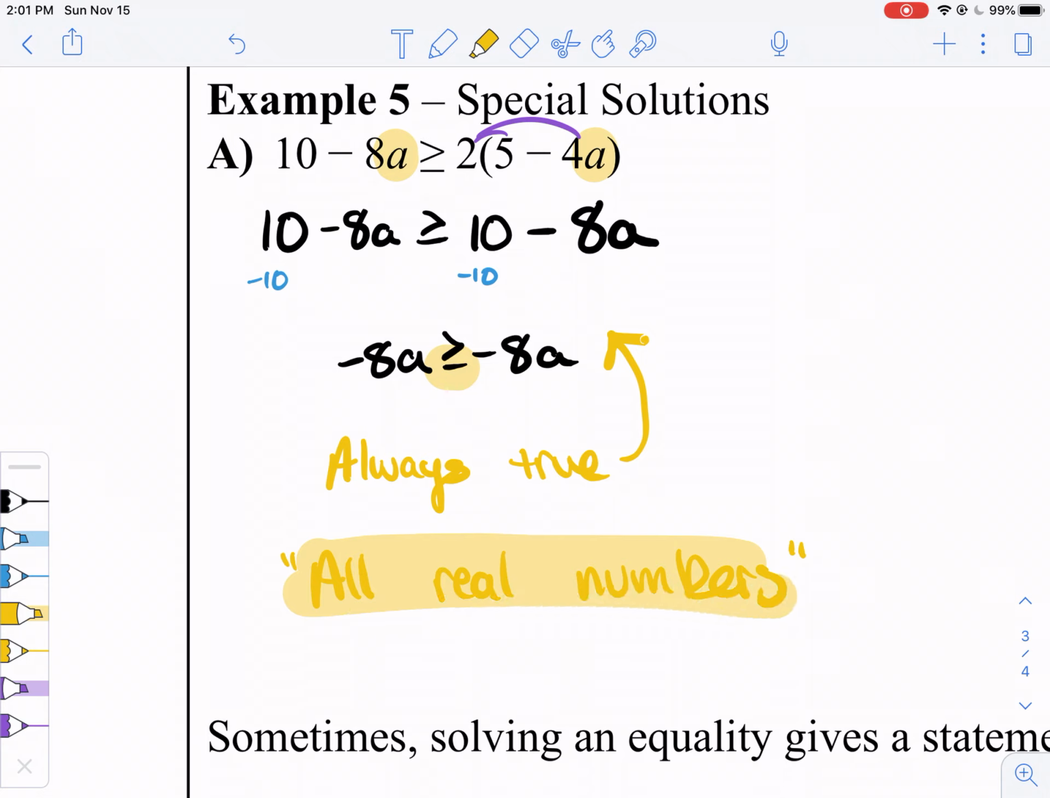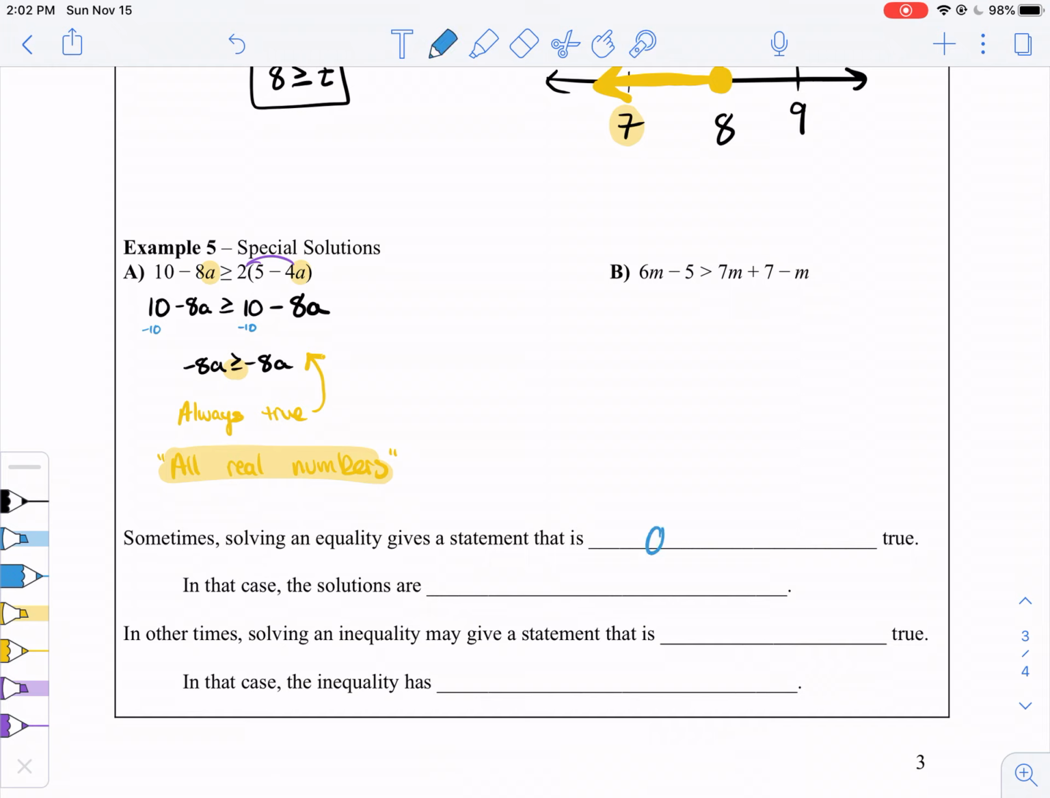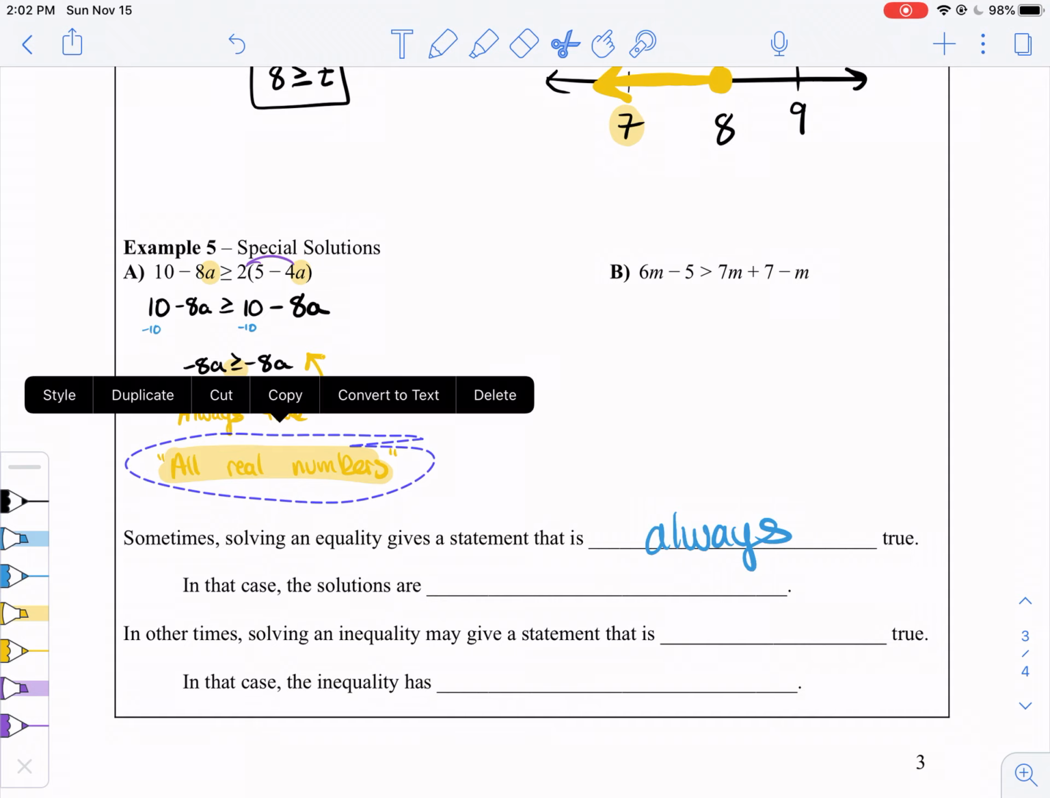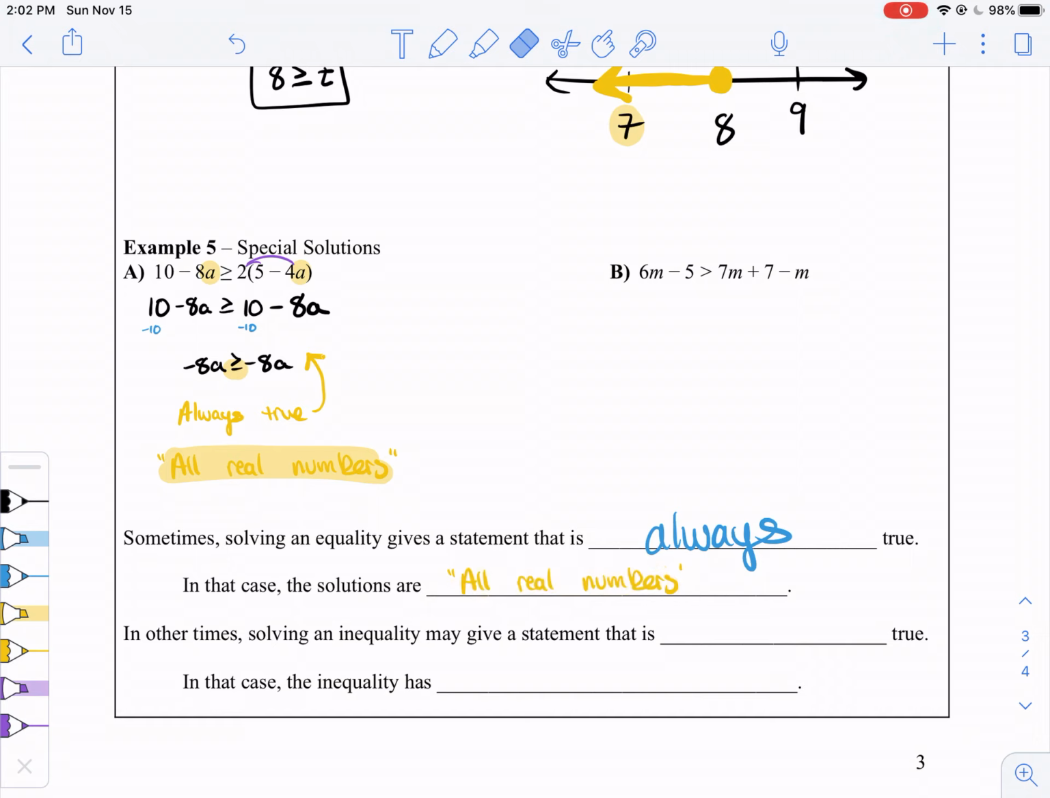If a were 0, well, 10 minus 0 is greater than or equal to 10 minus 0. Right? It works for every single number. Sometimes an inequality gives a statement that's always true. In that case, the solutions are all real numbers, and that's what you write. That's your answer. Yay, we did it. All reals.